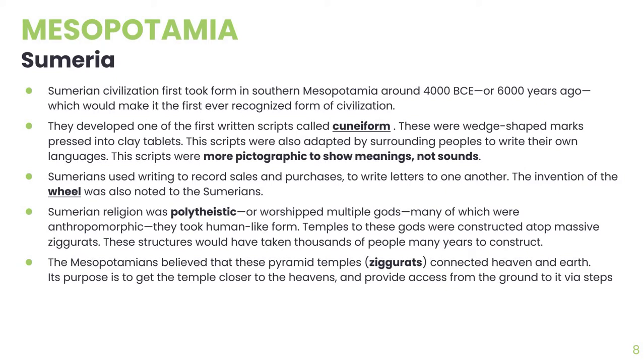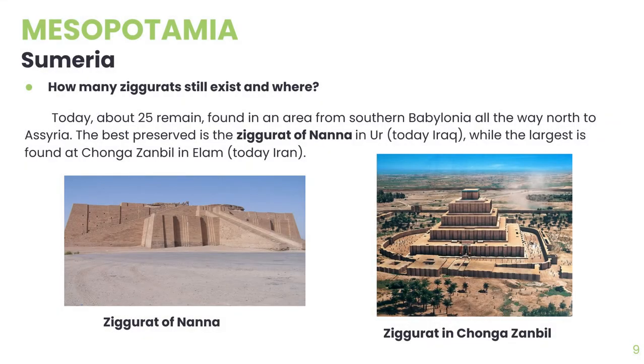Now, the Mesopotamians believed na itong mga ziggurats na ito has a purpose, and that is to connect heaven and earth. Its purpose is to get the temple closer to the heavens and provide access from the ground to it via the steps. Let me show you an example of a ziggurat. So how many ziggurats still exist as we speak, and where? Today about 25 remain, mostly found in southern Babylonia, in present-day Iraq.